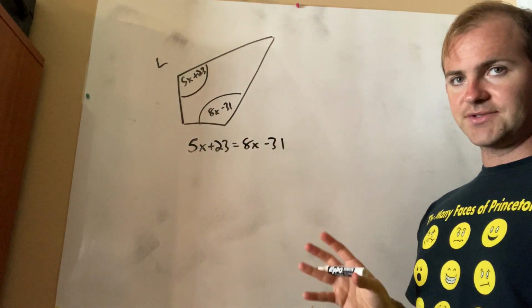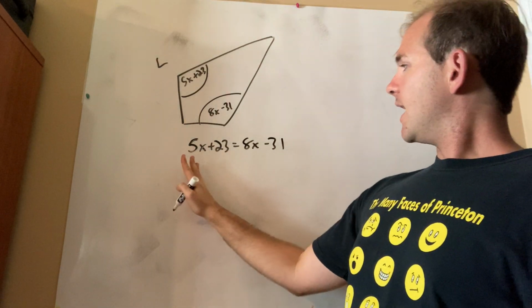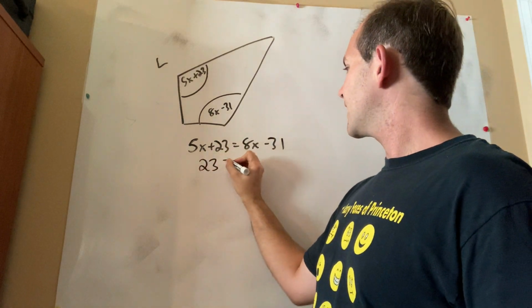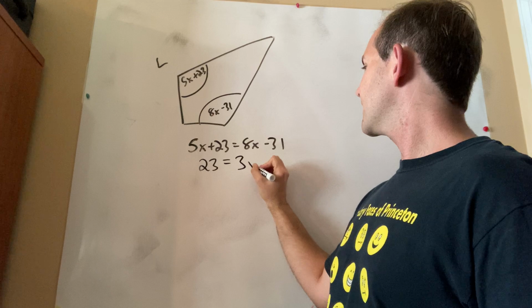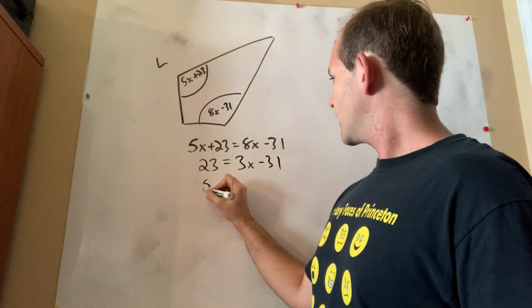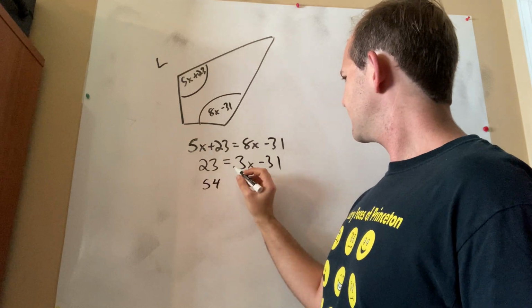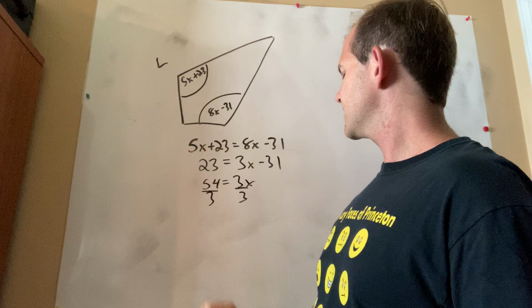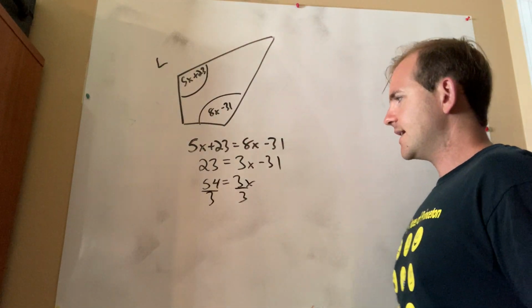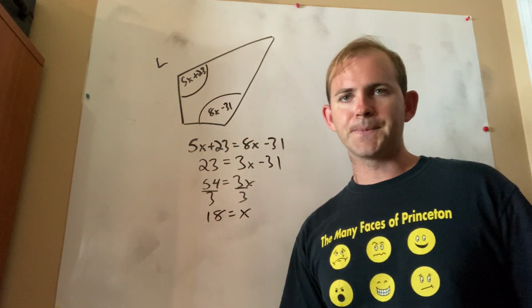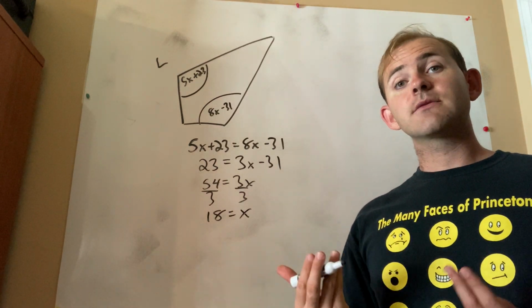From here, let's be strategic about how we solve. I would prefer to get all the x's on the right by subtracting 5x, and the reason for that is I end up avoiding negatives, right? Add 31 to the other side, right? So I get, is it 54? Equals 3x, and divide both sides through by 3, and I think I get 18 equals x.